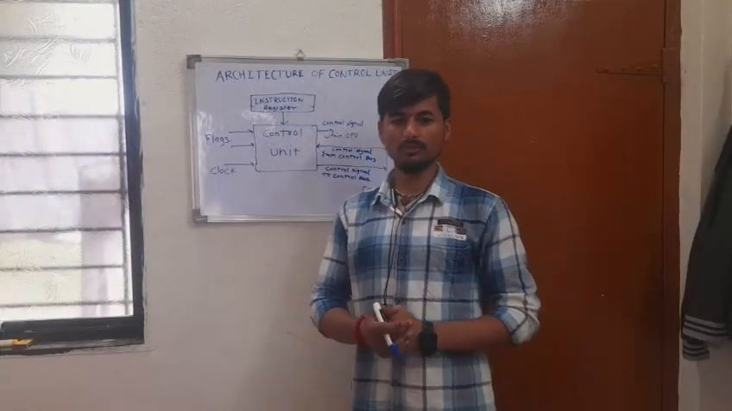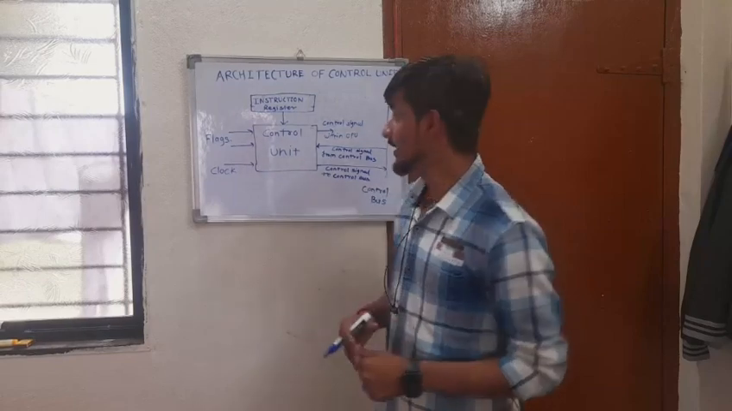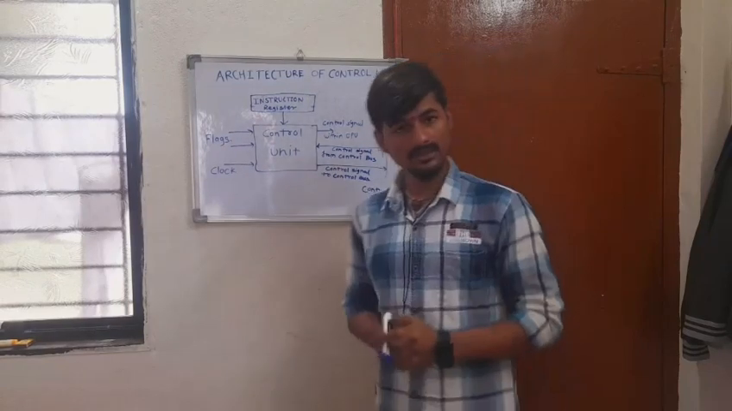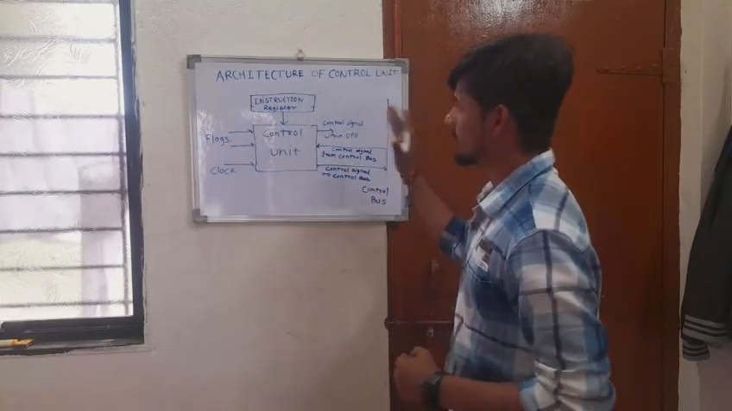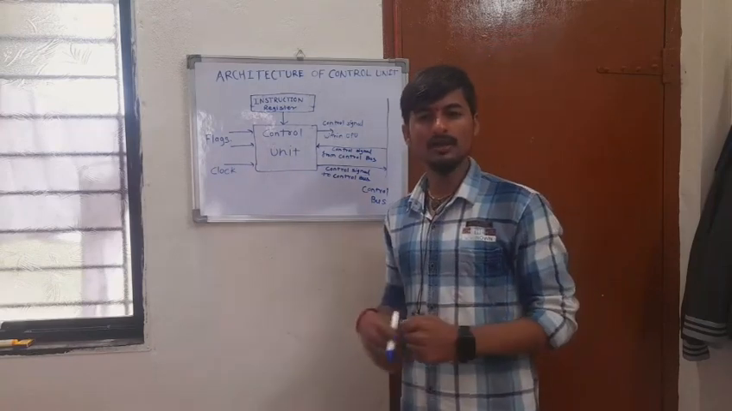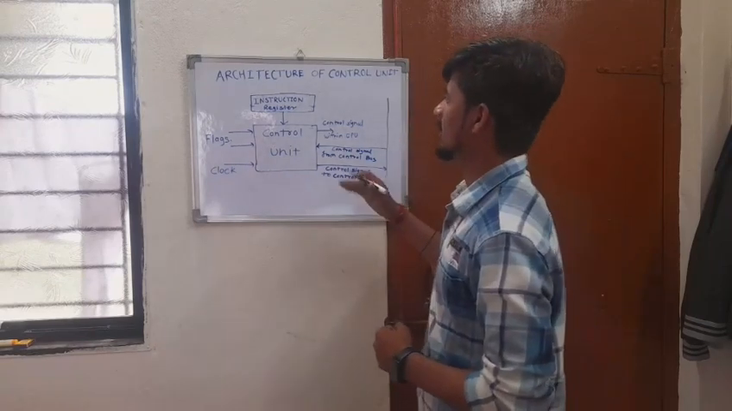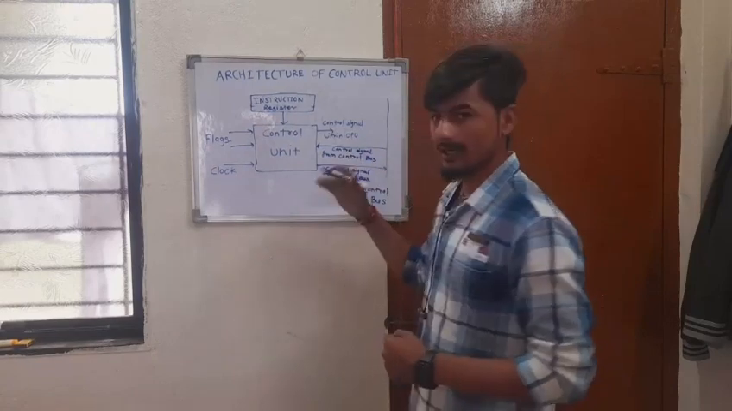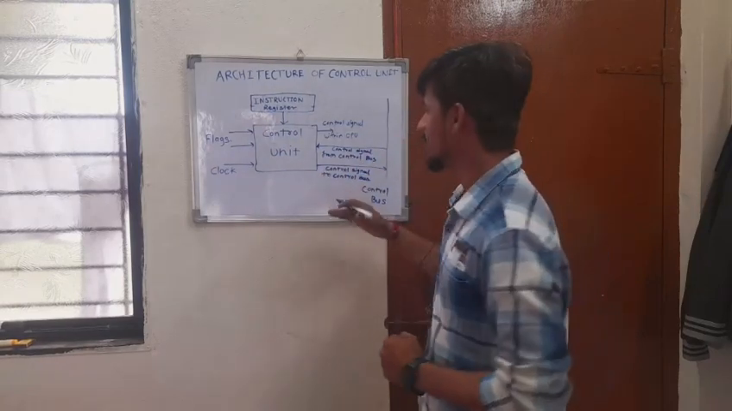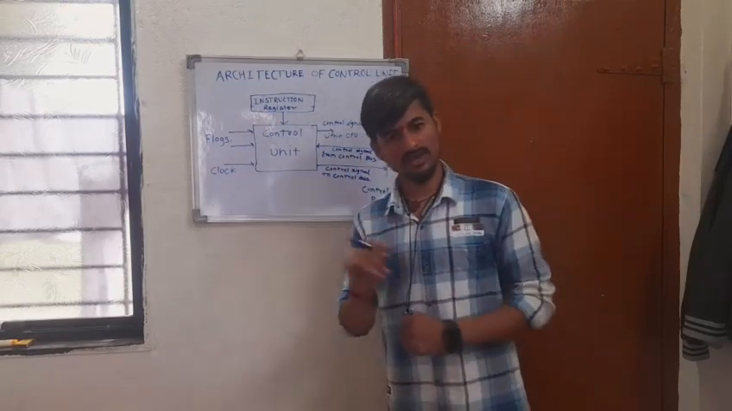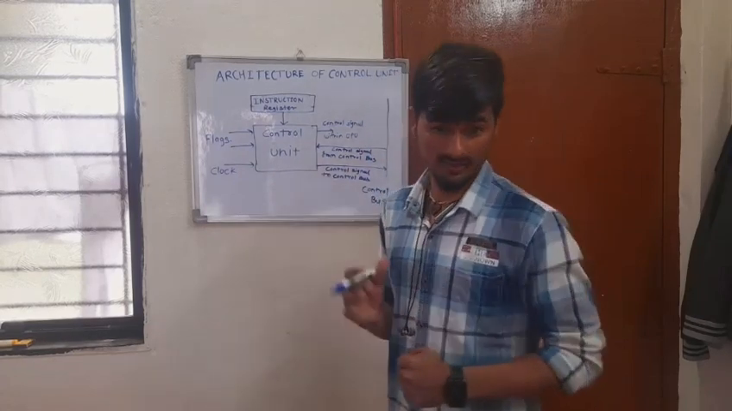Our subject is Computer Organization and Architecture, and my topic is Architecture and Function of the Control Unit. In this topic, we are seeing what the control unit is, its architecture, its several parts, and its functions. Firstly, we are seeing what the control unit is.